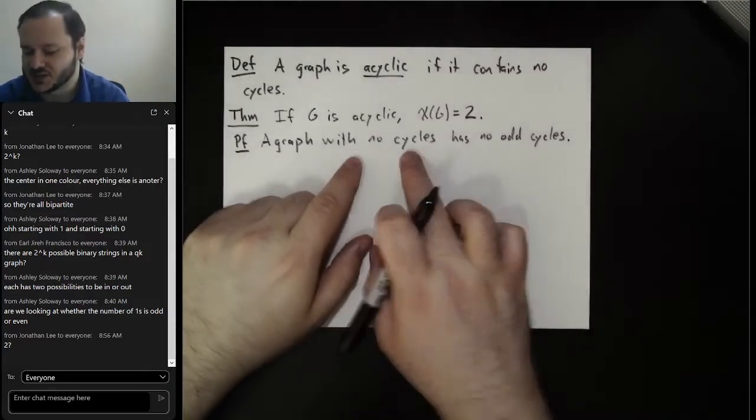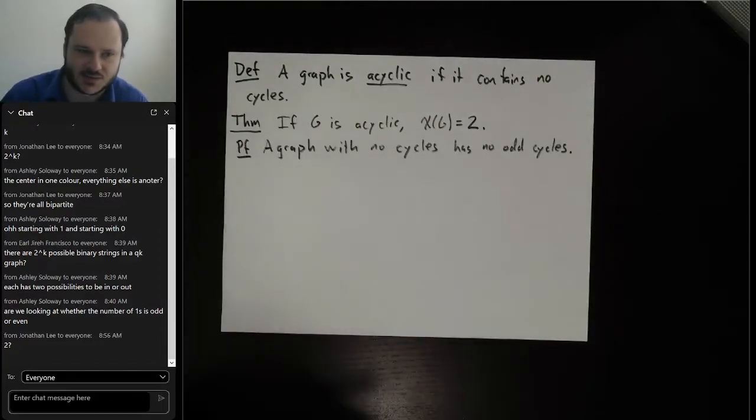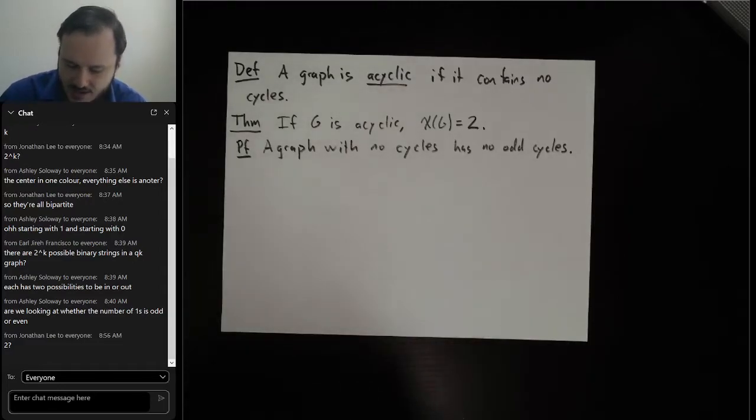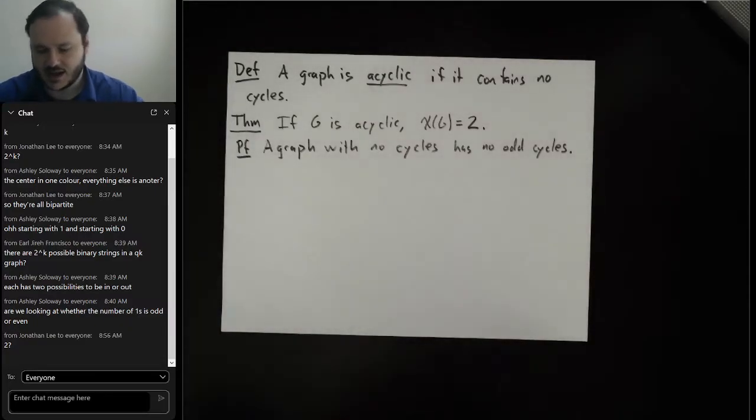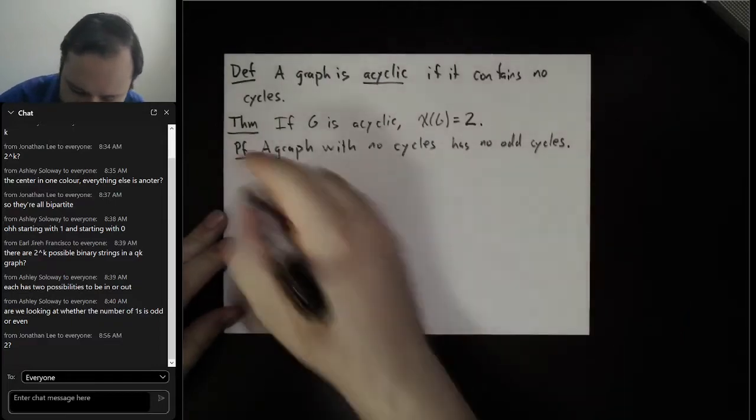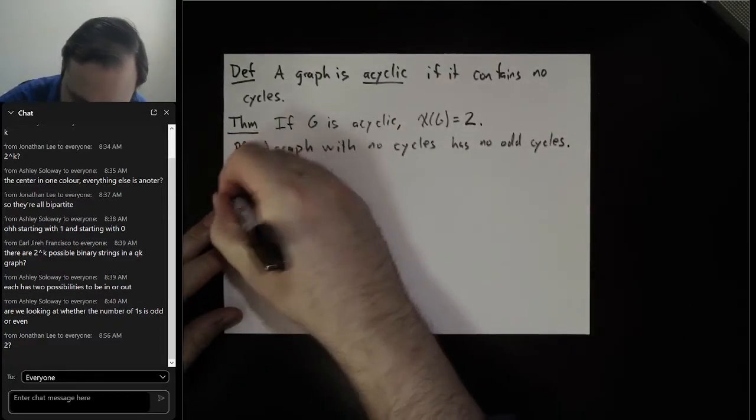If you have no cycles, then in particular you have no odd cycles. And we just said graphs without odd cycles have chromatic number 2. And a particular type of acyclic graph is a connected acyclic graph, which we call a tree.